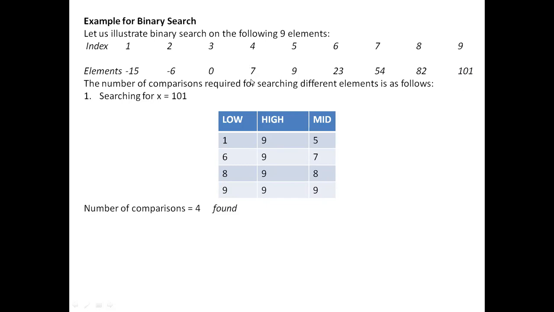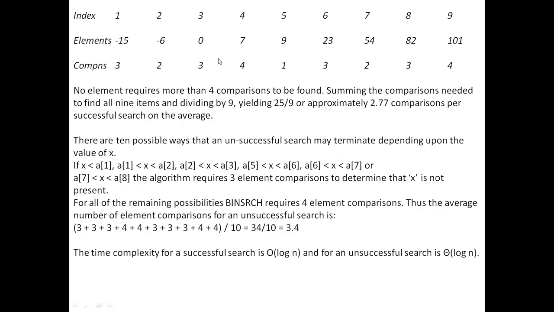Similarly, you can search for 7, 23, 82, 0, minus 15, and search for minus 20, or search for 120, or search for 30, or search for 8. So any value you can search for. Now you see here, after computation, you will find that minus 15 will need 3 comparisons, minus 6 will need 2 comparisons.